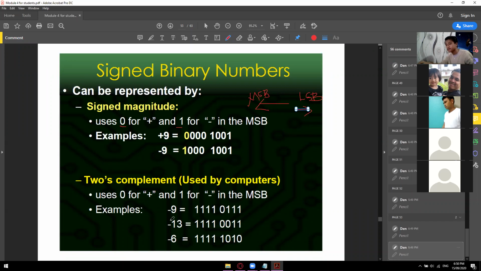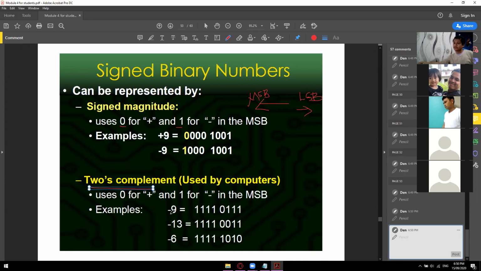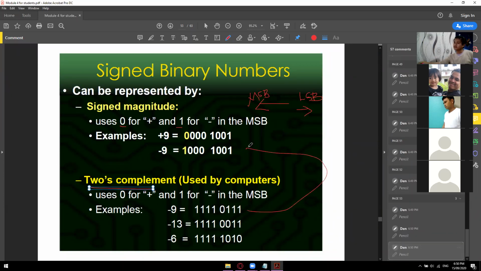Okay? So if you're going to take a look on this one by applying 2's complement, this is now the representation of negative 9. So negative 9 is 1, 1, 1, 1, 0, 1, 1, 1. So, malayo na siya dito sa negative 9 natin. Ito na yung way of computer. And then, negative 13 is 1, 1, 1, 1, 0, 0, 1, 1. Negative 6 is 1, 1, 1, 1, 1, 0, 1, 0. Okay? So, later on, malalaman nyo kung bakit ganyan yung mga representation ng mga negative numbers natin.